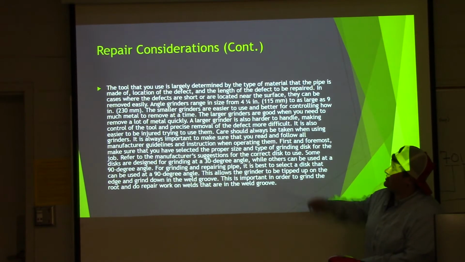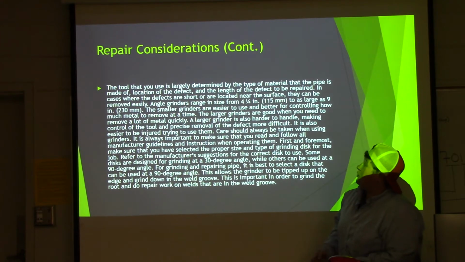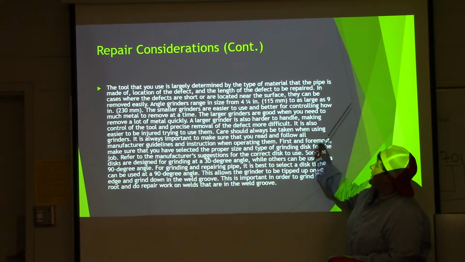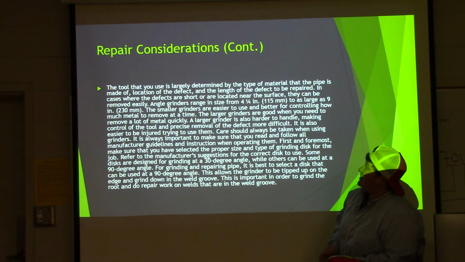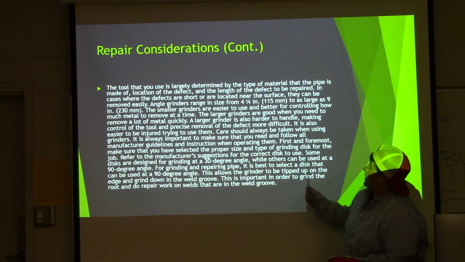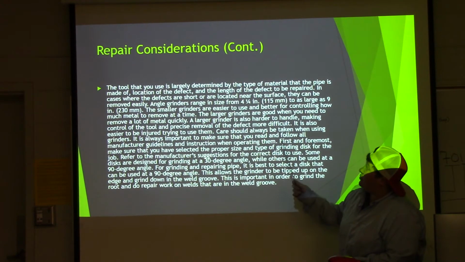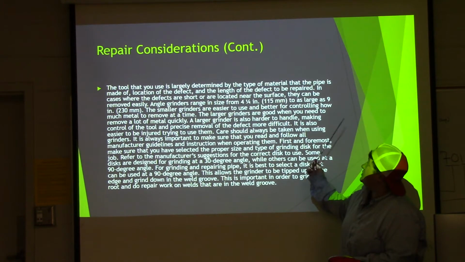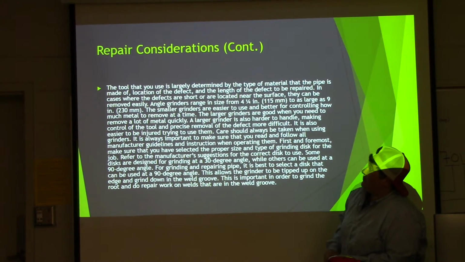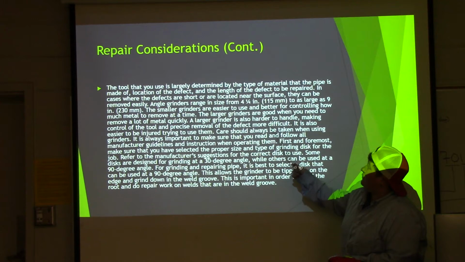Repair considerations continue. The tool that you use is largely determined by the type of material that the pipe is made of, location of the defect, and the length of the defect to be repaired. In cases where the defects are short or are located near the surface, they can be removed easily. Angle grinders range in sizes from 4 1/2 inch to as large as 9 inches.